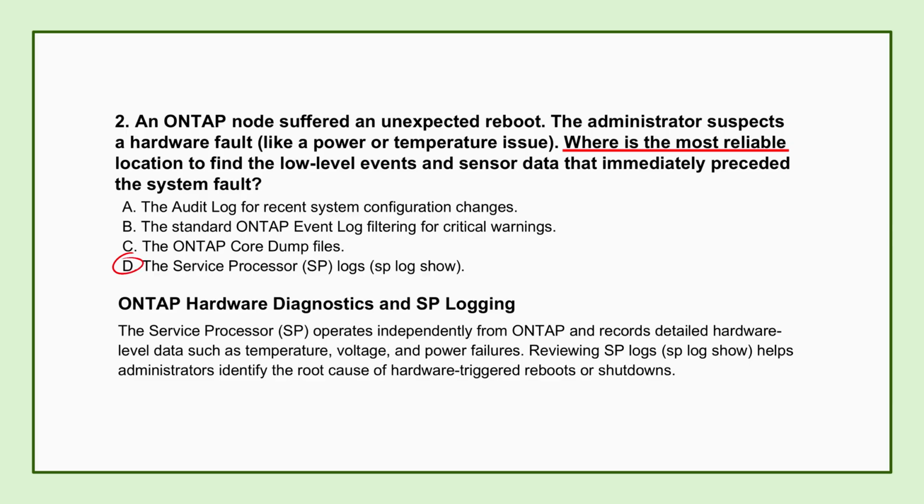So why is that log more reliable in this specific case than, say, the standard system event logs? Because the SP is essentially a separate little computer. It has its own micro OS, totally independent from the main ONTAP running on the node. Okay. So it keeps ticking, even if the main OS stumbles. Precisely. It's monitoring the low-level hardware, the environment: voltage, temperature, fan speeds, that kind of thing. It captures those events even when ONTAP is crashing or completely offline. If you suspect a physical issue caused the reboot, the SP log is your first stop. It has the final moments recorded. Got it. Independent system for independent verification.